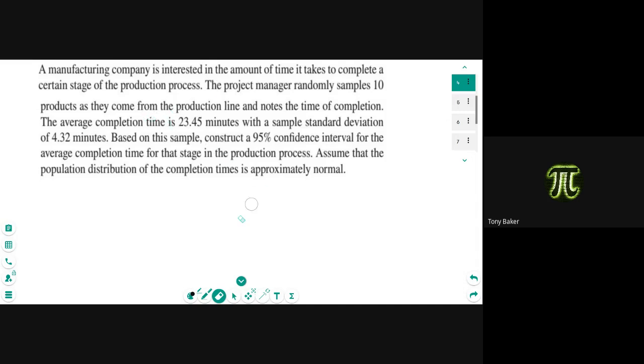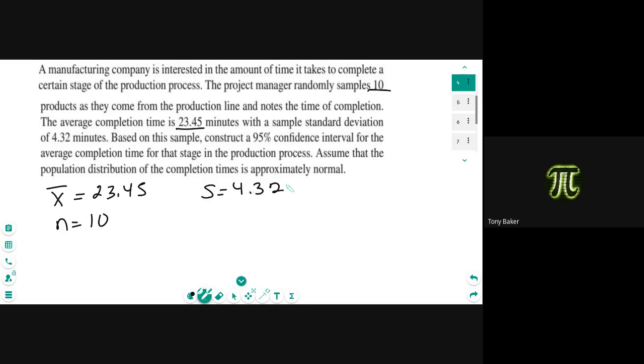All right, so in this case, they give you the average completion time of 23.45. So that is my average, which represents my what? That's my mean. So we're still looking for very similar information. My mean is 23.45. My sample size is what? 10. So we've got those. My standard deviation.